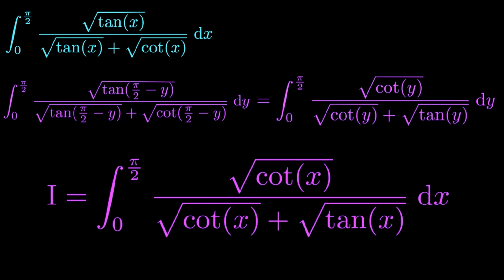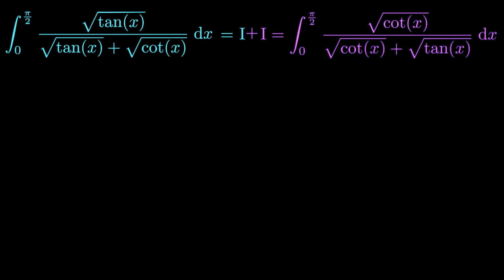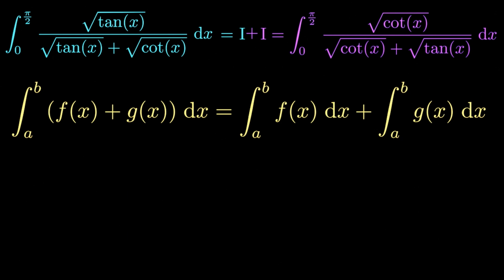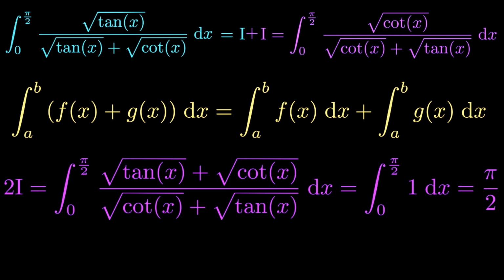Now, if we change back to our variable x from our dummy variable y, and we set our integral equal to I, and we set the integral in blue equal to I, and we add our two integrals, and we use the following integral identity, we have 2I is equal to the integral from 0 to pi over 2 of the square root of tangent of x plus the square root of cotangent of x divided by the same thing, which is just 1, and the integral from 0 to pi over 2 of 1 dx is just equal to pi over 2. So we have 2I is equal to pi over 2. We can divide by 2 and we get I is equal to pi over 4, which is the final answer to this problem.